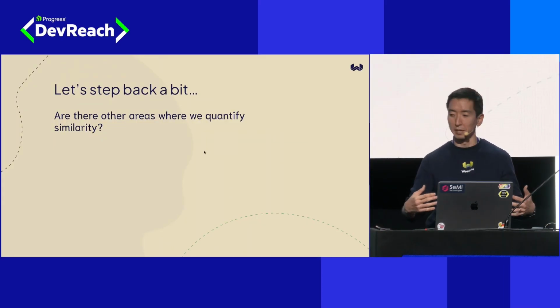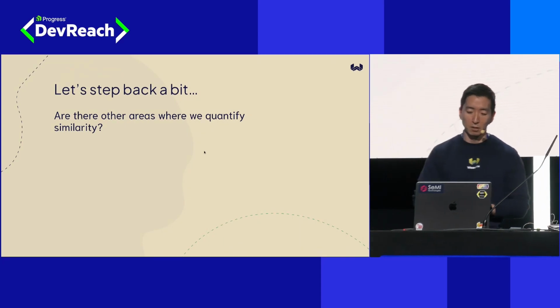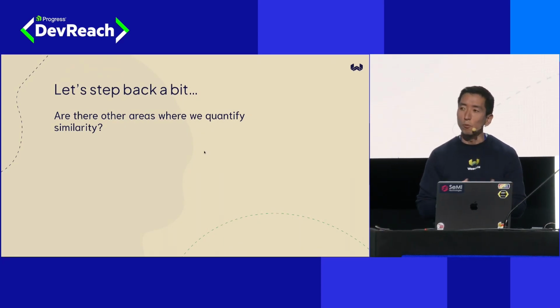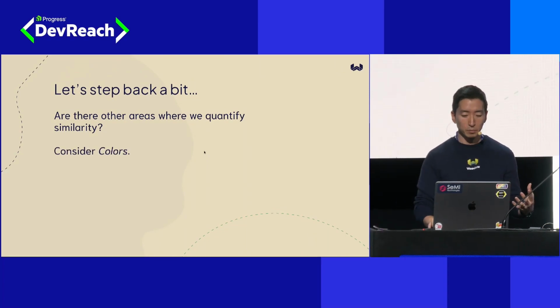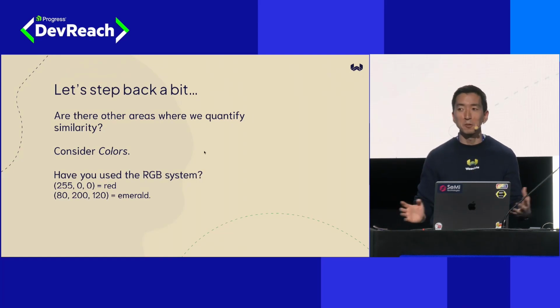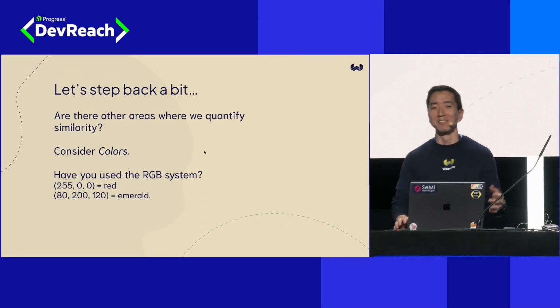So let's step back a little bit and talk about vectors. Are there other areas where we quantify similarity in everyday concepts? The example I like to use personally is colors. I think many of you would have used the RGB system. So can I get another show of hands if you're familiar with the RGB system?